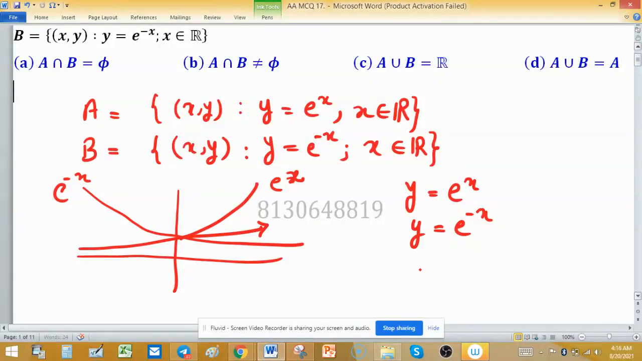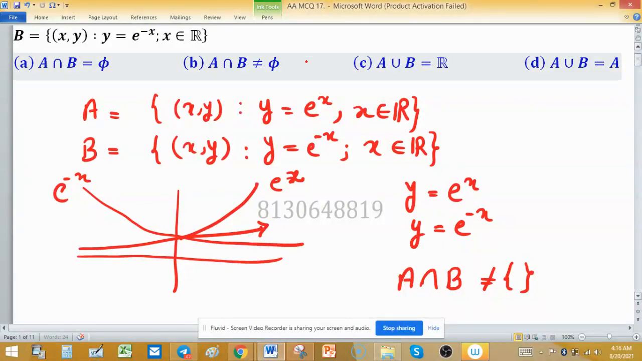It means the intersection of A and B cannot be the empty set. So option B may be true, but check the other options.